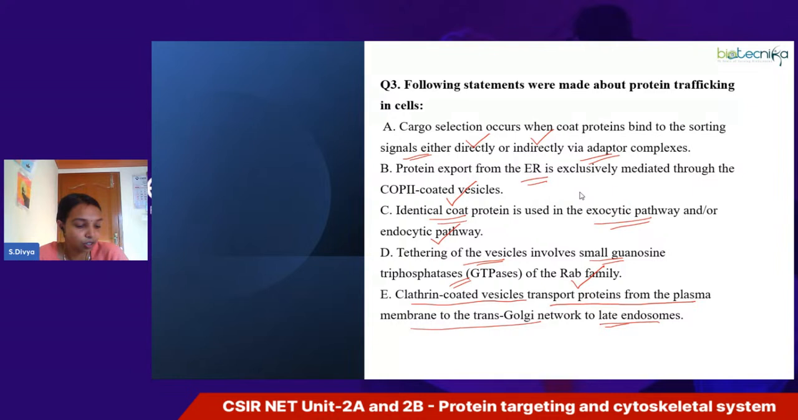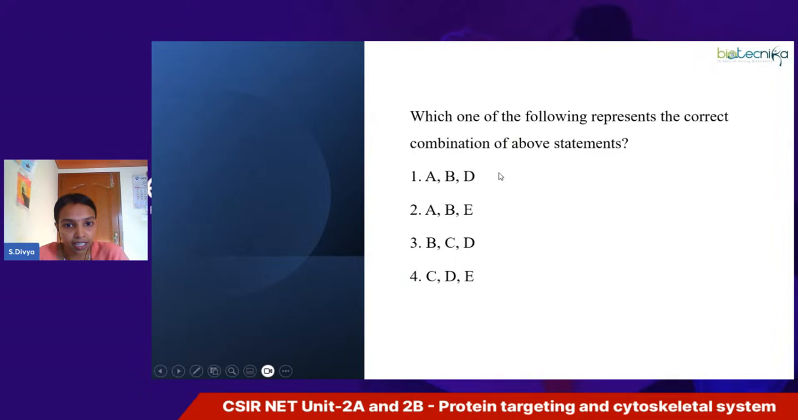Yes, okay, cartoon world. B is correct, you are saying. Okay, I will provide you the combination. See, this is the combinations. Okay, ABD, ABE, BCD and CDE.